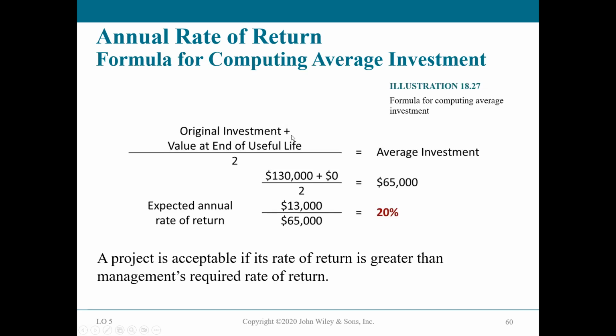So here we are. What's our original investment plus the value at the end of useful life divided by 2 equals the average investment. So 130 divided by 2 is 65. So our expected annual rate of return, 13,000 divided by 65,000, is 20%. And this project would then be acceptable if this rate of return is greater than the required rate of return. 20% seems pretty good.